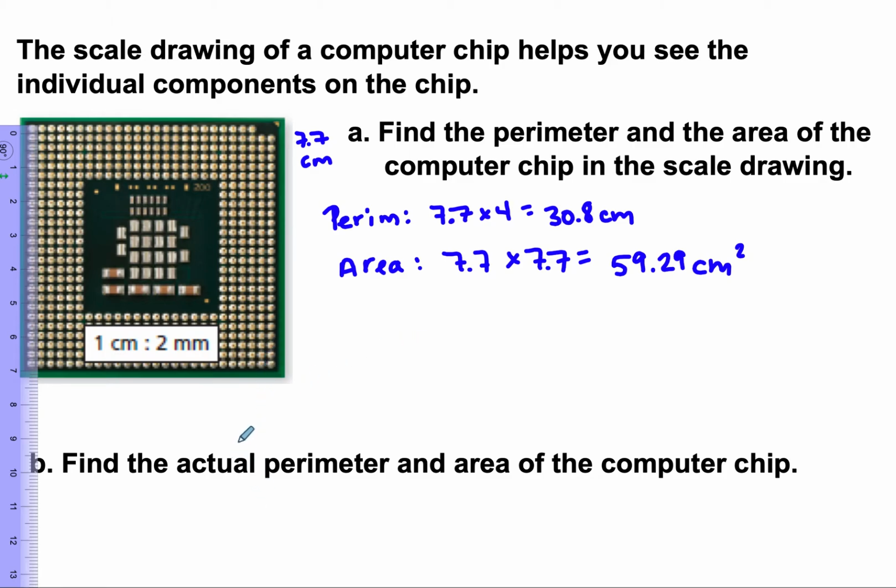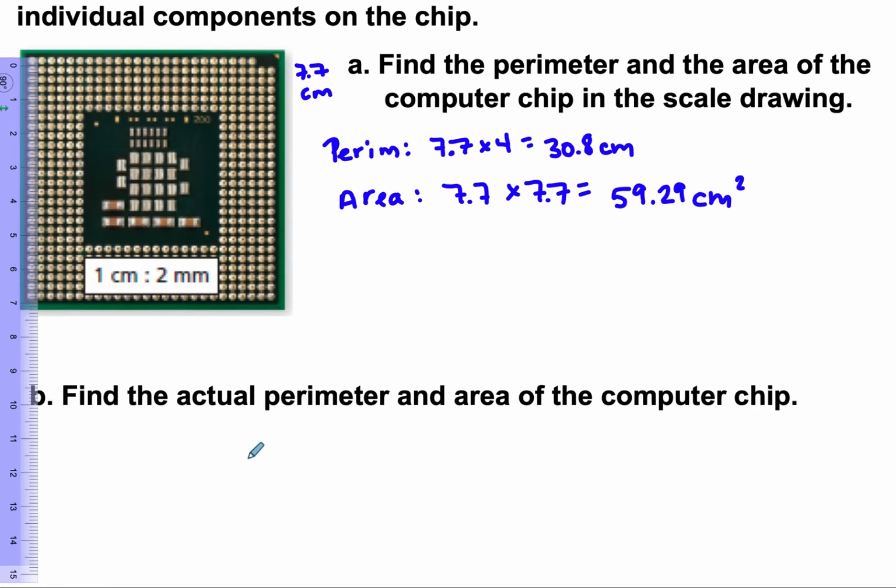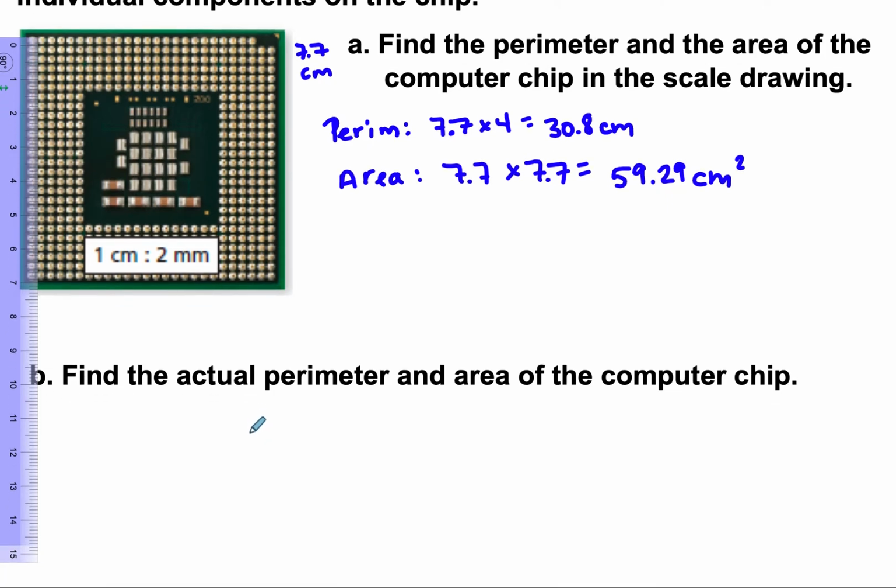Now I need to find the actual perimeter and the actual area of the computer chip. So in order to figure that out, I need to use my scale to find out what the actual millimeter measurement is going to be. So I'm going to do my scale over actual, 1 centimeter to 2 millimeters. And then we know in the picture it was 7.7 centimeters, but we don't know what that matches up with for the actual yet.